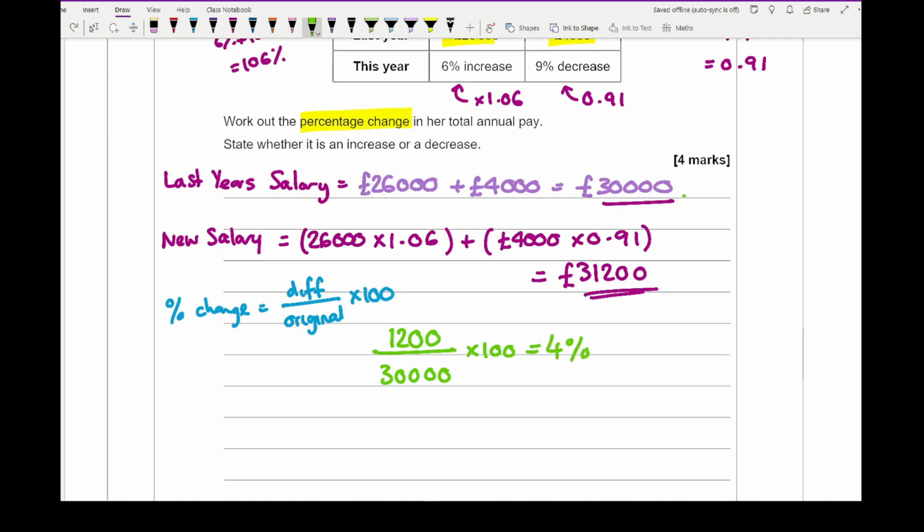Now from here to here, what's happened to the pay? Well, it's increased, so then it's going to be a 4% increase. And it's really important that you do include the word increase, as it does specify that in the question.